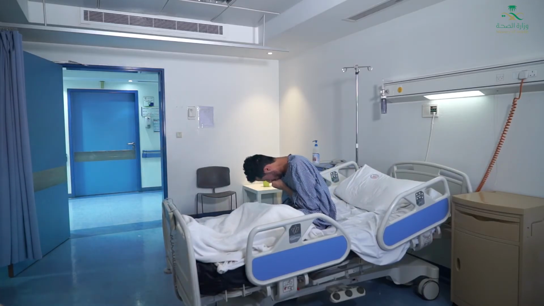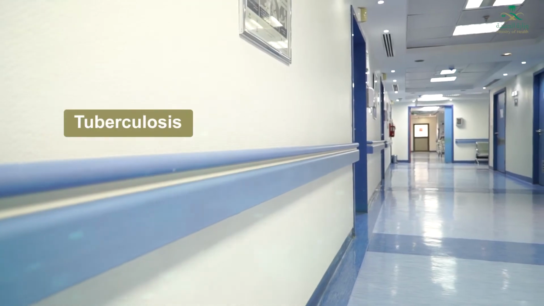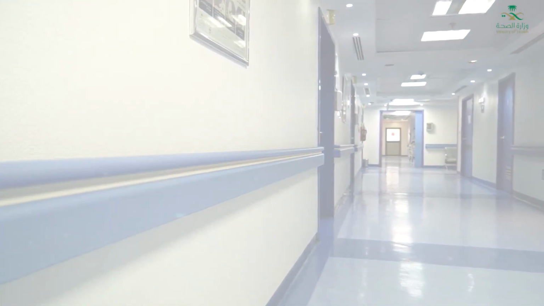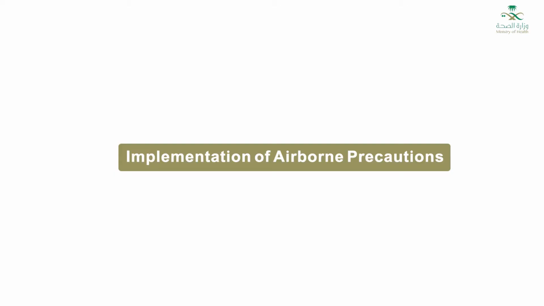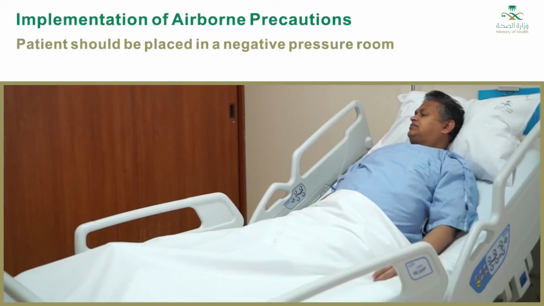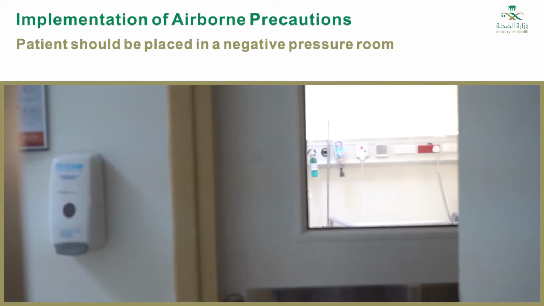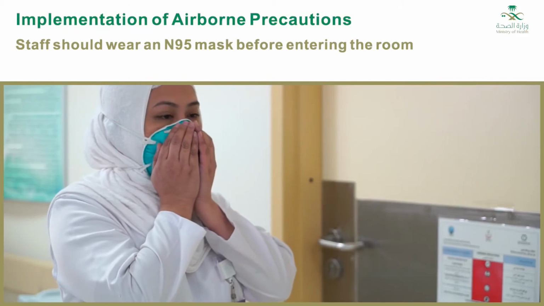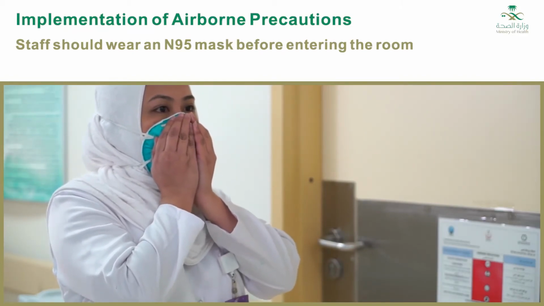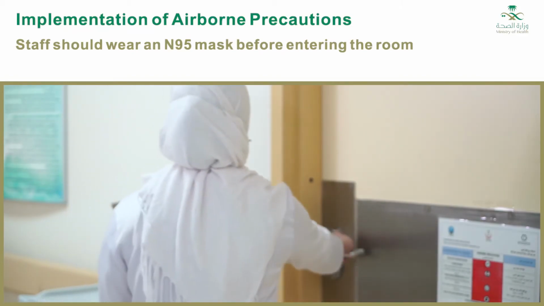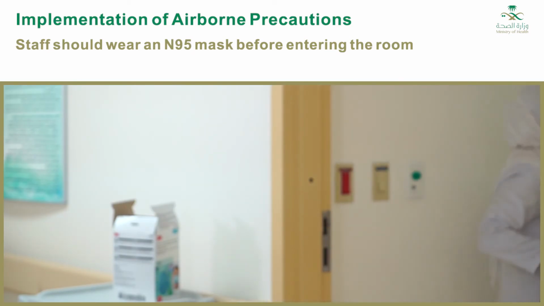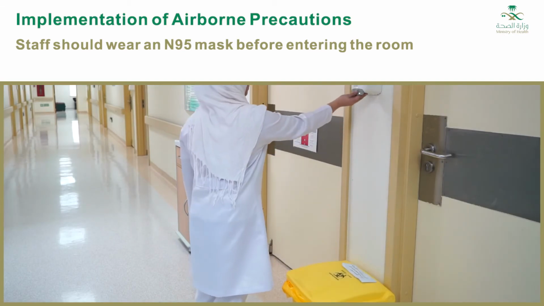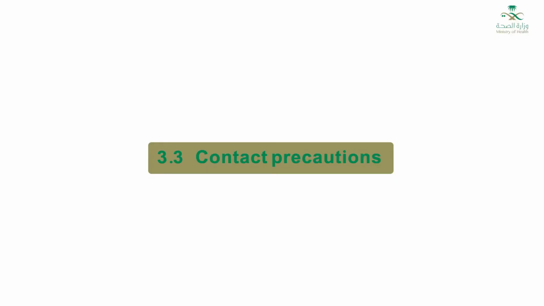Examples of diseases transmitted by airborne routes include tuberculosis, measles, and chickenpox. Precautions must be implemented to prevent airborne transmission. Implementation of airborne precautions. Patients with a suspected or confirmed airborne infectious disease should be isolated in a negative pressure room. Pressure differentials should be monitored daily when the room is in use. Healthcare workers should wear appropriately fit-tested N95 respirator upon entering the room. The respirator should be removed outside the patient room after use, followed by hand hygiene.